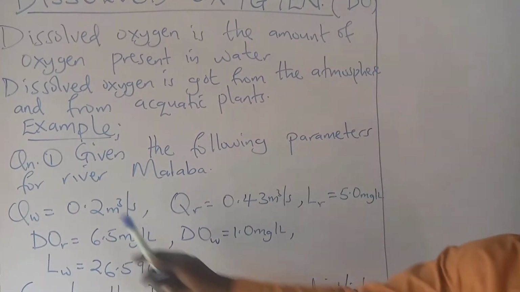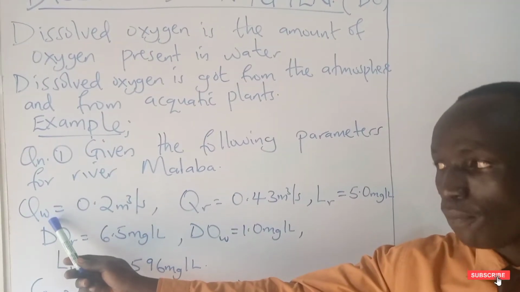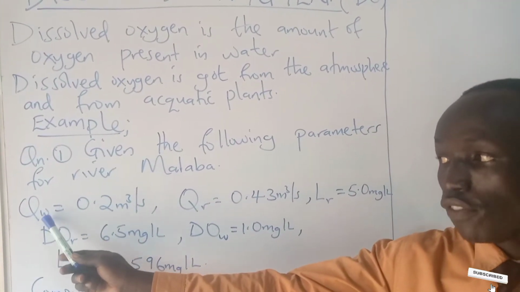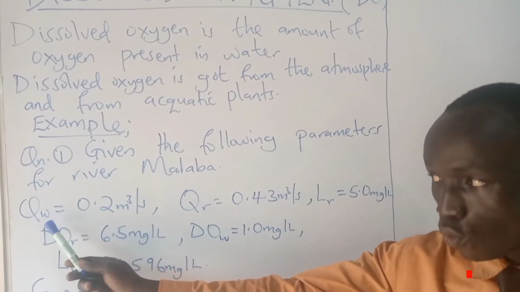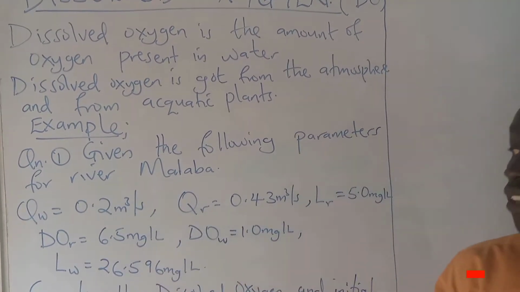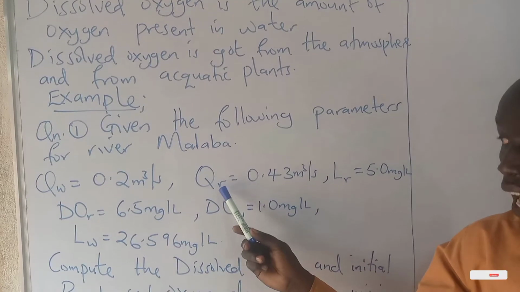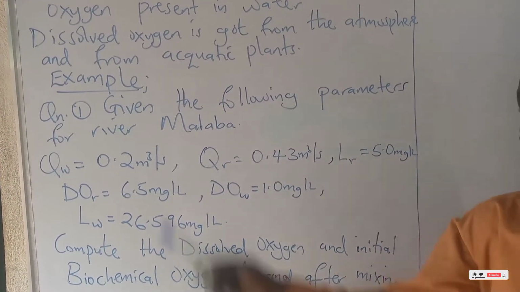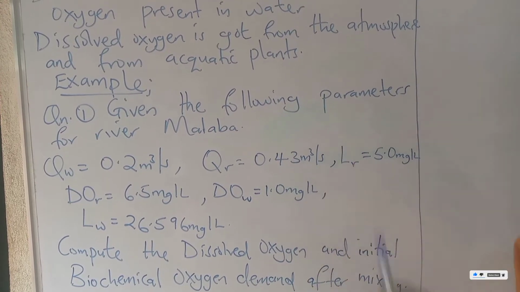Given the following parameters for River Malaba: QW stands for the flow rate of the wastewater, given as 0.2 meters cube per second. Then QR is the flow rate of the river, R stands for the river, and the river is River Malaba, which is 0.43 meters cube per second.